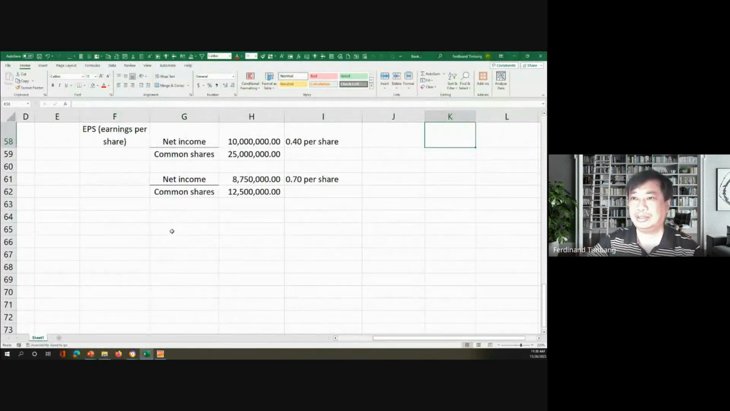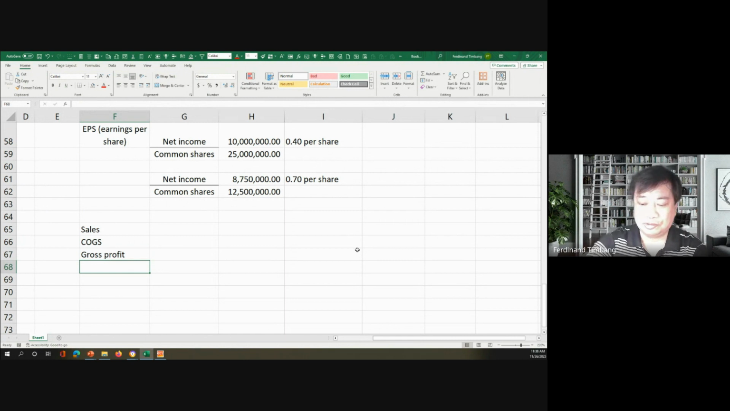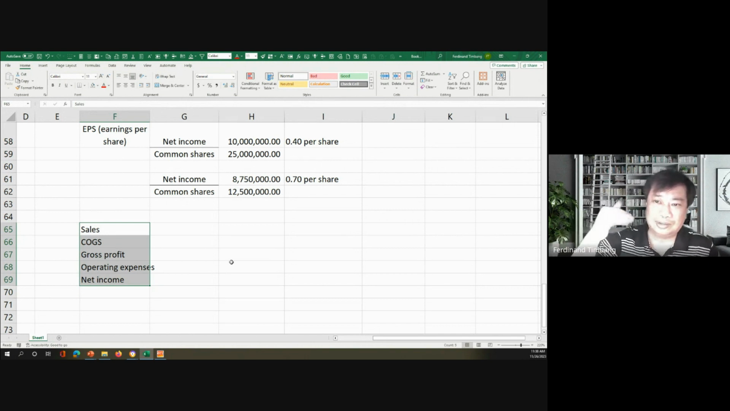Yung traditional way natin kasi ganito. Na meron tayong sales, tapos meron tayong cost of goods sold, may gross profit, tapos operating expenses, tapos net income. No? So ganyan mag-compute yung accountant. Sales minus cost of goods sold equal to gross profit, minus operating expenses, then you have the net income. Yan na mag-compute ang accountant.